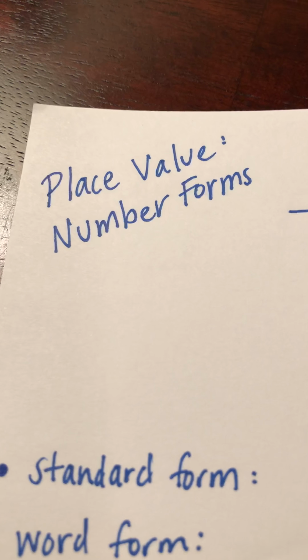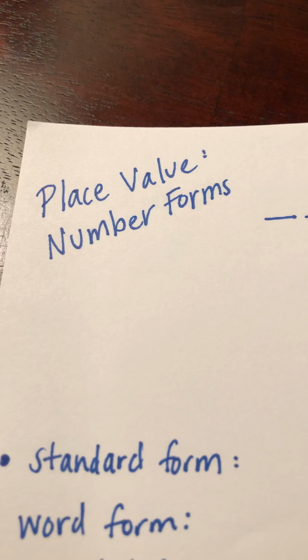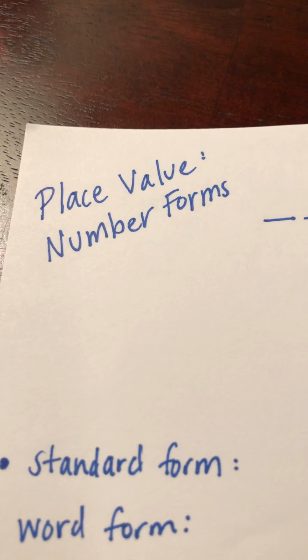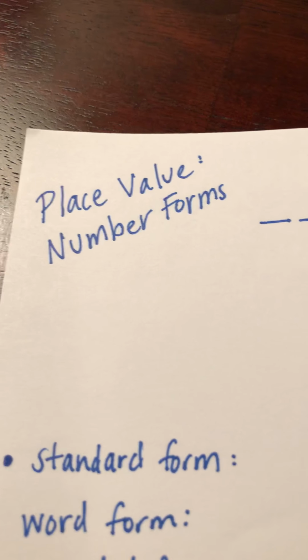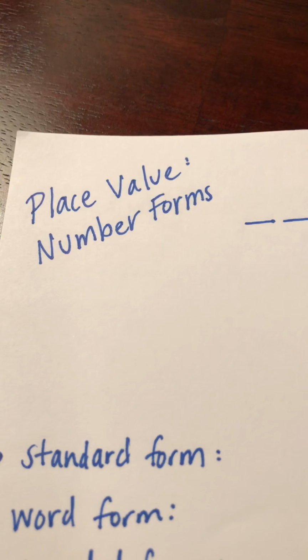We're going to spend the next 2.5 weeks on a new topic, and that is place value. Specifically this week will be number forms. Students are going to learn to work with numbers up through 1 million, to read them, to write them, and to identify certain aspects about the digits in them and what values they hold.